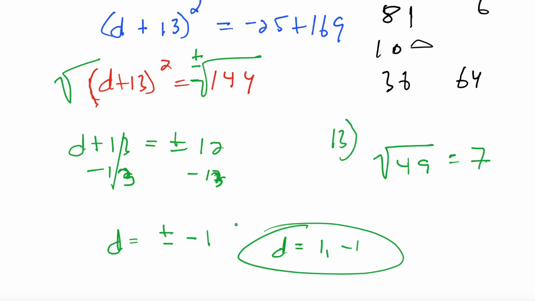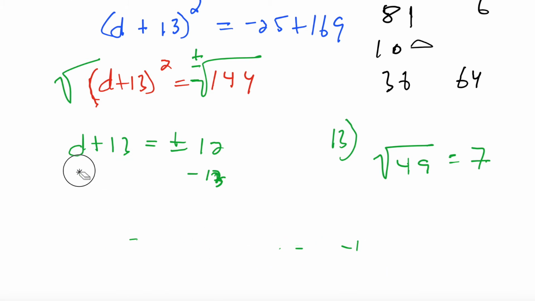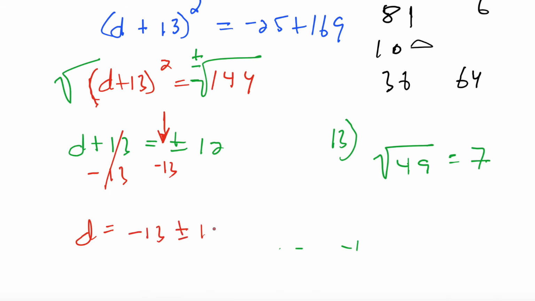Wait, sorry, this is wrong. Hold on. It doesn't go like that. It goes like this: minus 13. It goes right here, before the plus or minus. You have to put it there. So then you're going to get d equals negative 13 plus or minus 12.